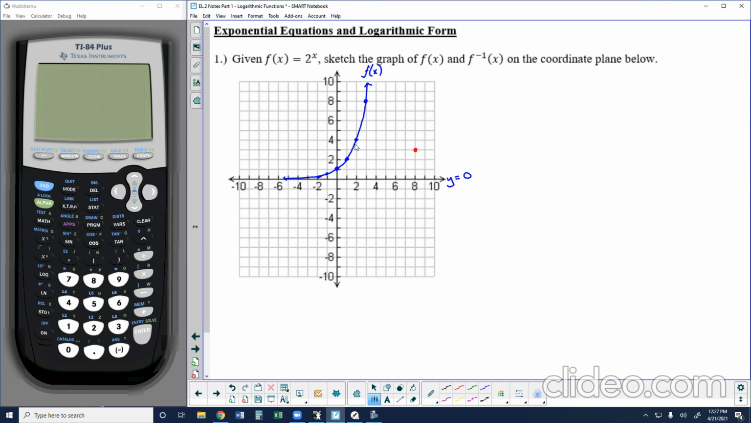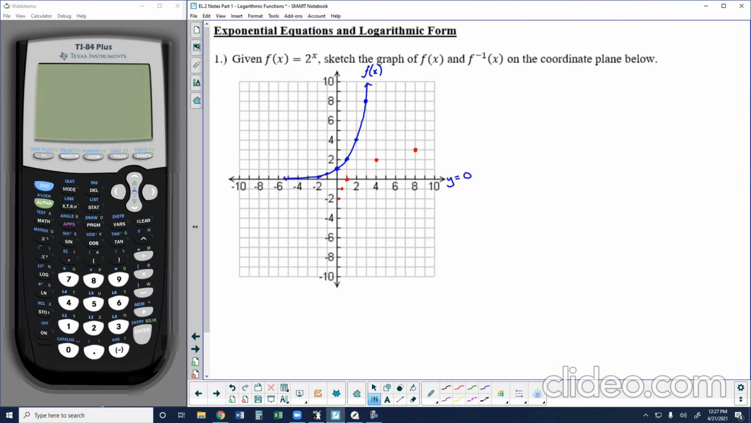I have this point here at 2, 4. The x and y would switch, giving me a point at 4, 2. I have a point here at 0, 1, which would switch, giving me this point 1, 0. I have a point at negative 1, 1 half, which would become 1 half, negative 1. I have a point negative 2, 1 fourth, which would become 1 fourth, negative 2.